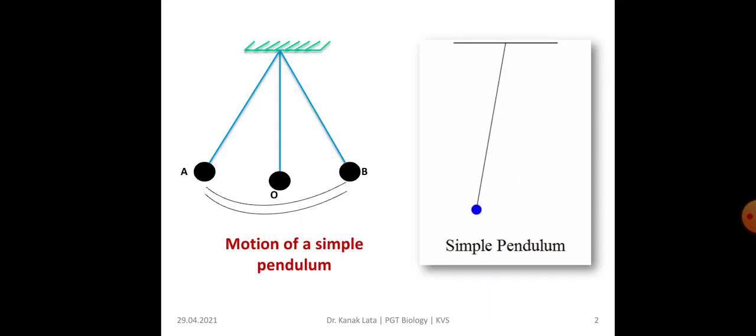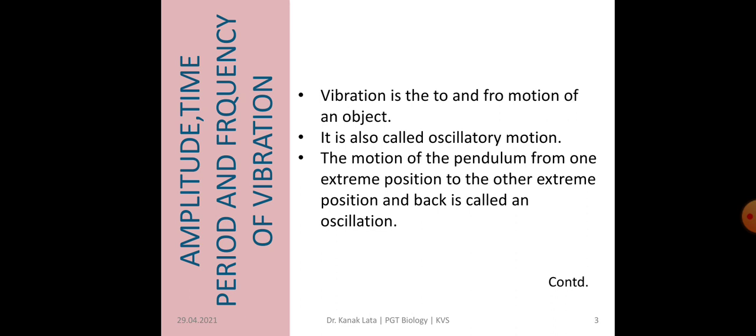Have you observed the motion of a simple pendulum? Its motion is to and fro motion, that is back and forth motion. Now let us discuss amplitude, time period and frequency of vibration. In the previous slide we observed the vibration of a pendulum. On the basis of that we will make it clear about these terms.